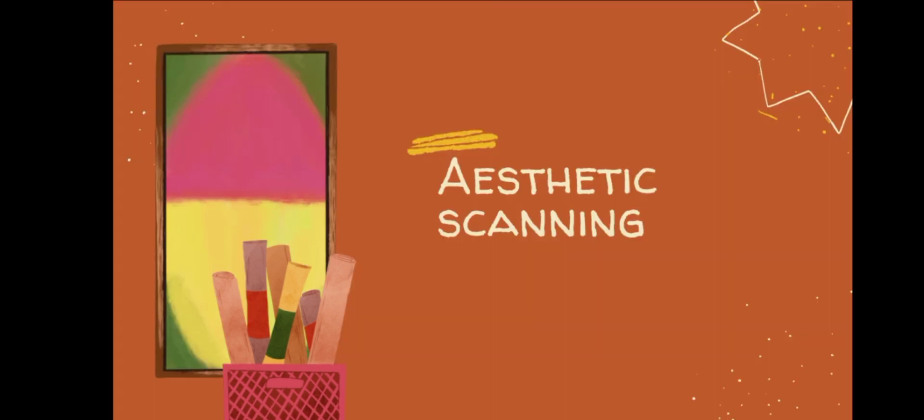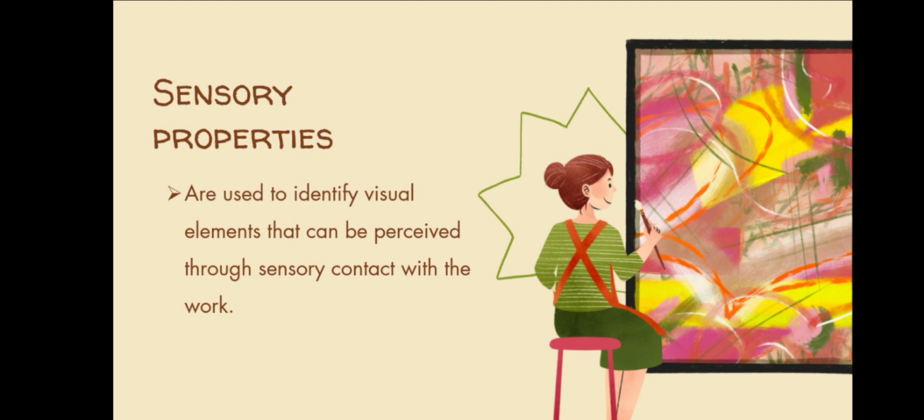So let's proceed to aesthetic scanning. Number one, sensory properties are used to identify visual elements that can be perceived through sensory contact with the world. Sensory properties refer to the physical characteristics of artwork that can be perceived through our senses. From the word sensory, it involves our senses like sight, hearing, smell, taste, or even touch. So that's the sensory properties.